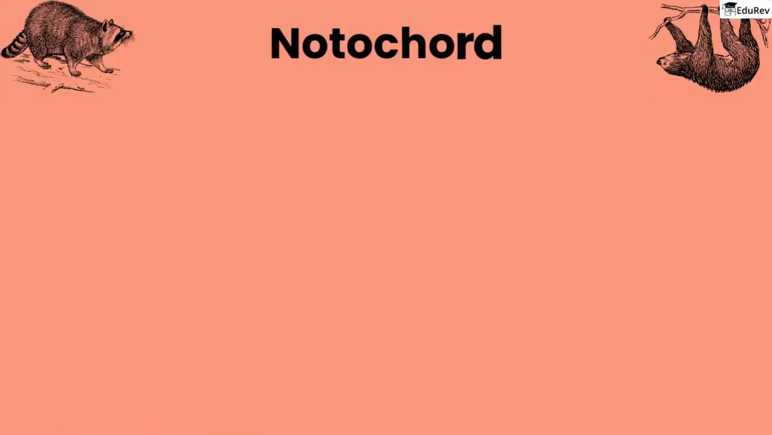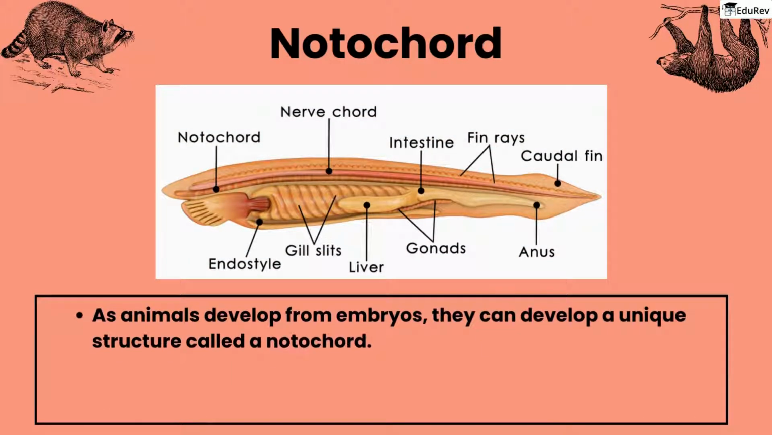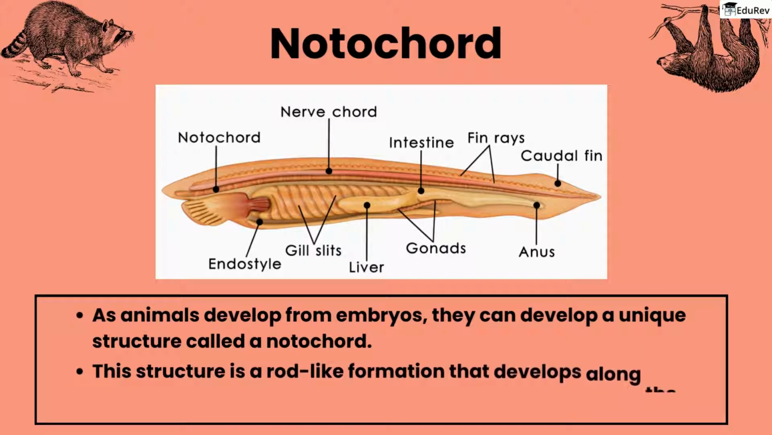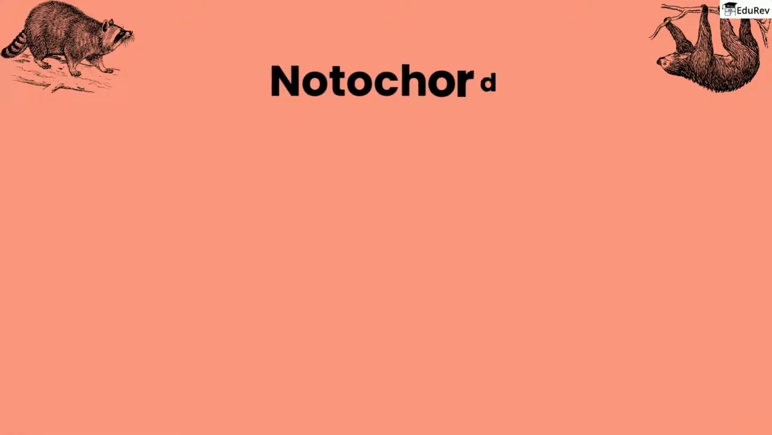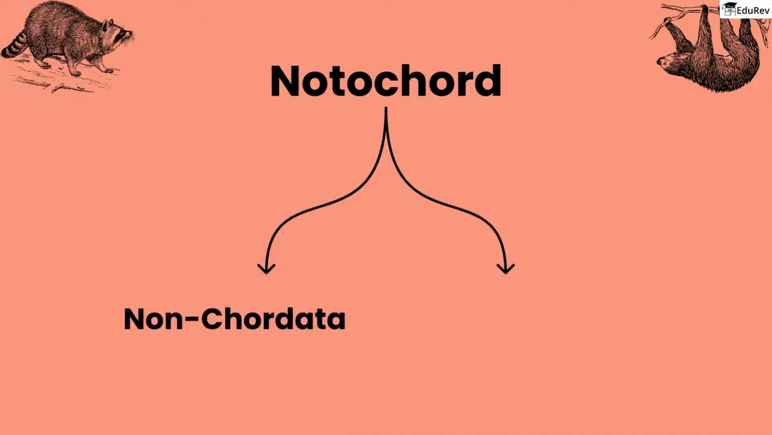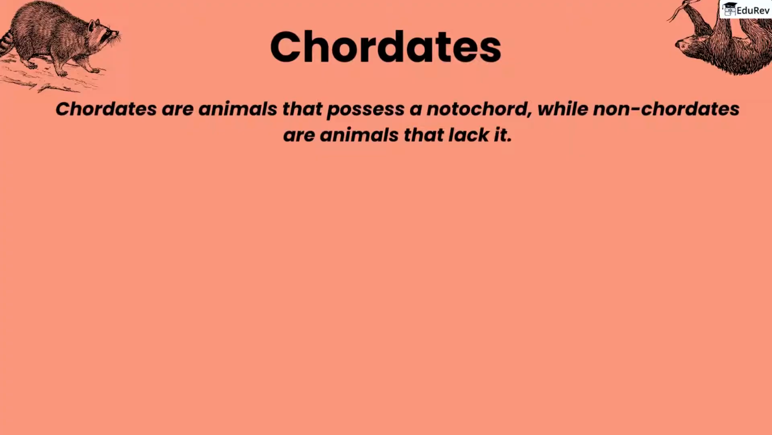Let's talk about the notochord now and its role in animal classification. As animals develop from embryos, they can develop a unique structure called a notochord. This structure is a rod-like formation that develops along the dorsal side of the embryo and is derived from mesoderm tissue. Based on the presence or absence of a notochord, the animal kingdom can be broadly classified into two groups: non-chordata and chordata. Chordates are animals that possess a notochord, while non-chordates are animals that lack it.